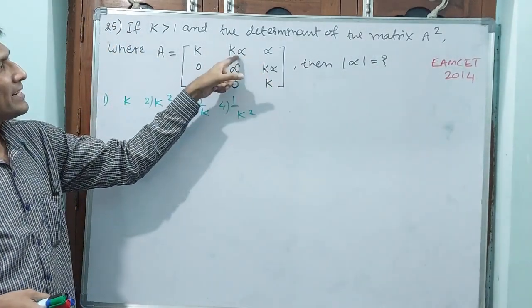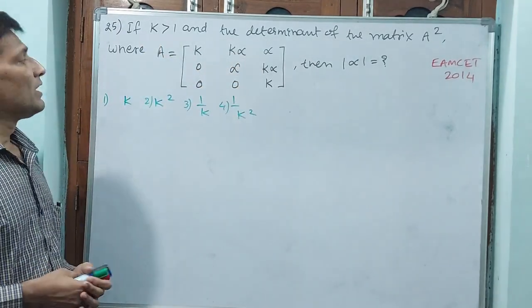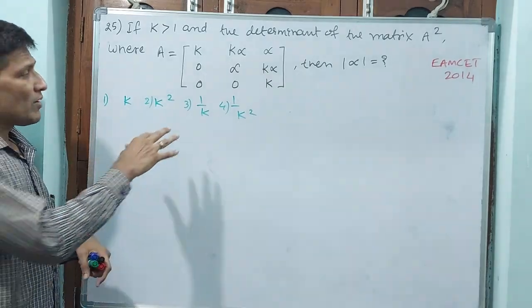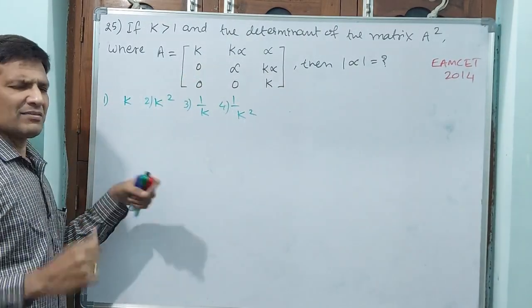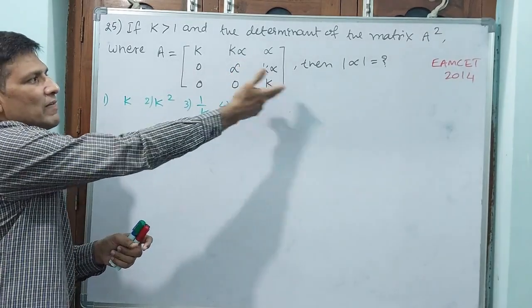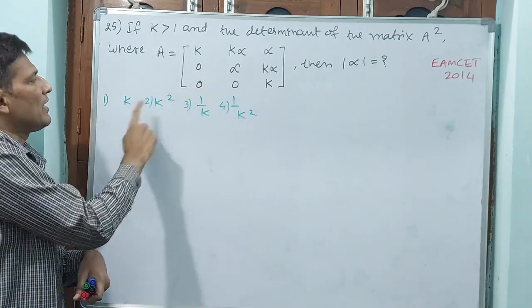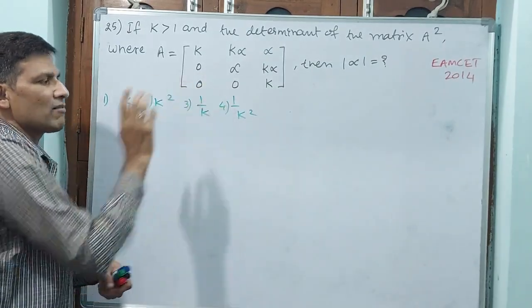Why? Because alpha is inside it. K is greater than 1, they have given, but we will see. In terms of K only you have to write this value. That is why it is easy, not that difficult. They are asking the value of alpha, but in terms of K only. What is the value of alpha? Whether it is K square, 1 by K, or 1 by K square.